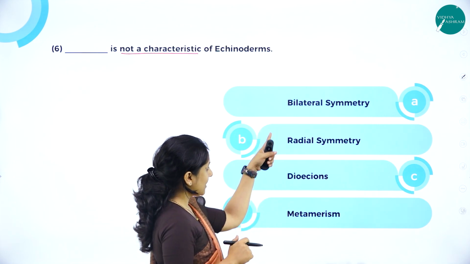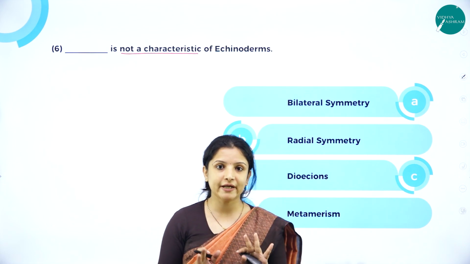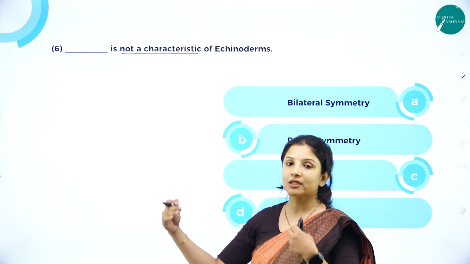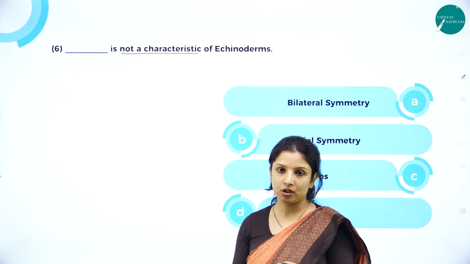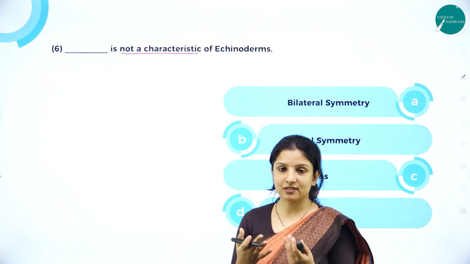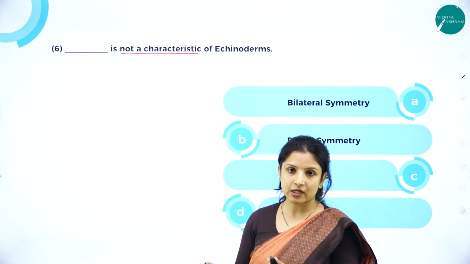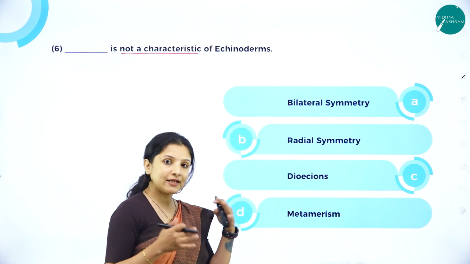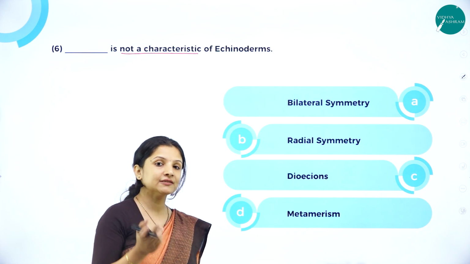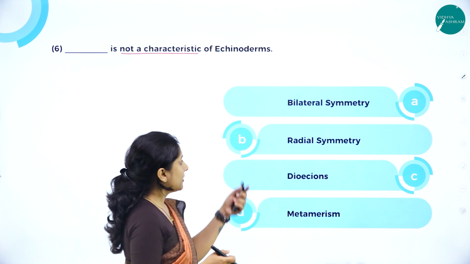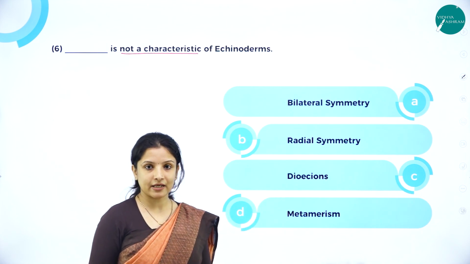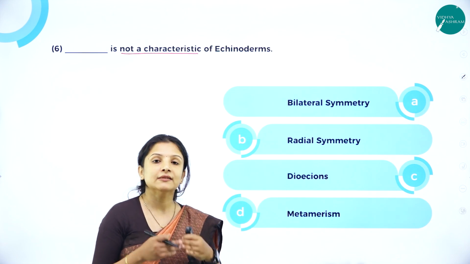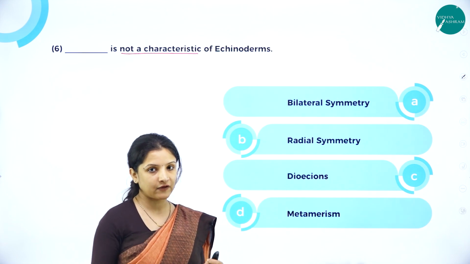Now here bilateral symmetry and radial symmetry both are right options because I have not mentioned anywhere as adult. I have not mentioned that dash is not a characteristic of adult echinoderm, or that dash is a characteristic of larva of echinoderm. I've just asked echinoderm. So bilateral symmetry is a characteristic of echinoderms seen in their larvae. Radial symmetry is a characteristic of adult echinoderms. So both are correct here. Dioecious, of course they are dioecious because the sexes are separate, wherein male is separate, female is separate.